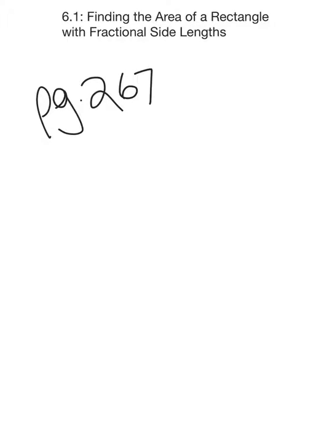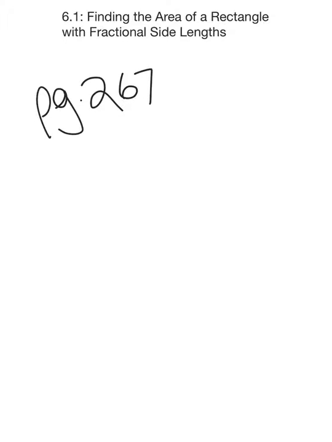This video is on lesson 6.1 in our math book called Finding the Area of a Rectangle with Fractional Side Lengths. In class, we talked about if we have a square with a side that is 9 inches long. Each side is 9 inches long. You do 9 times 9. The area of a square is side squared, so 9 squared, which is 9 times 9, will give you an area of 81 inches squared for that square.